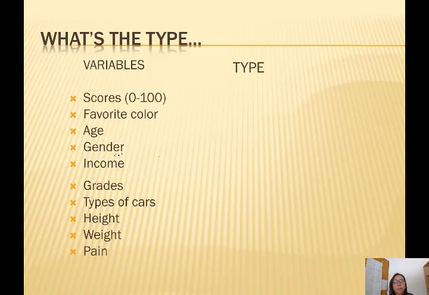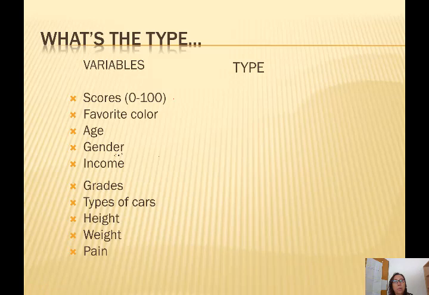So let's go through these variables to recap what types of variables we're talking about. And again, understanding the various types of variables is very important, as you saw in the previous slide with the table, that once we know the type, then we know what kind of central tendency to report. Let's look at these variables.